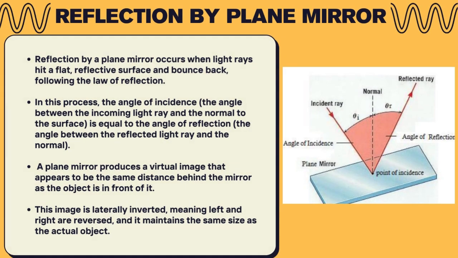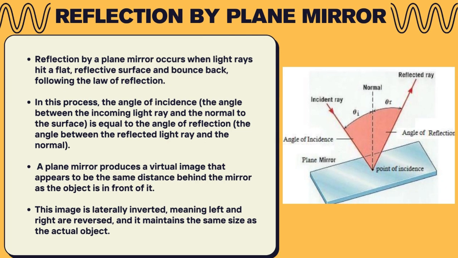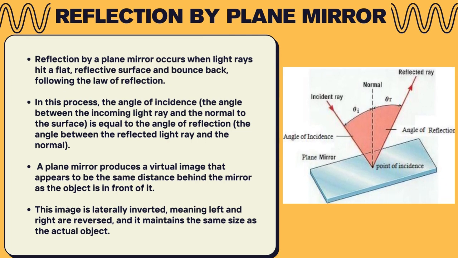Reflection by plane mirrors. A plane mirror is a flat, reflective surface. When light rays hit the surface of a plane mirror, they reflect according to the law of reflection. This means that the angle at which the incoming light ray hits the mirror will be the same as the angle at which it reflects away. If a light ray strikes a plane mirror at an angle of 30 degrees relative to the normal, the perpendicular line to the surface, it will reflect off the mirror at the same angle of 30 degrees.